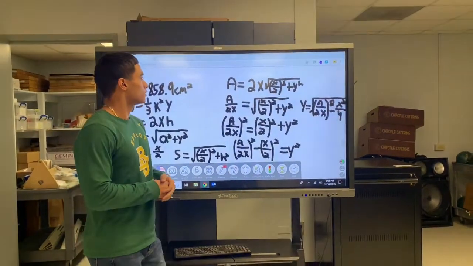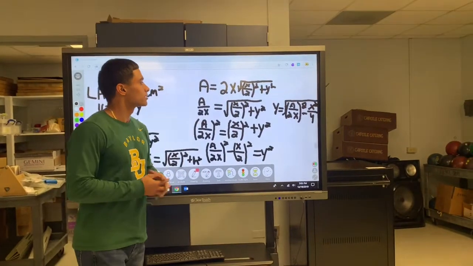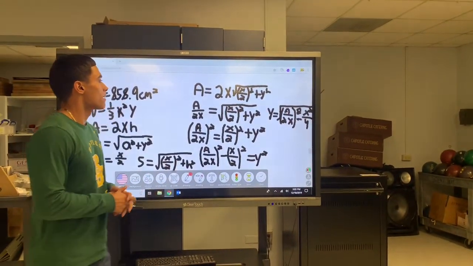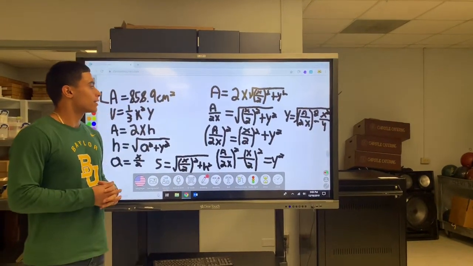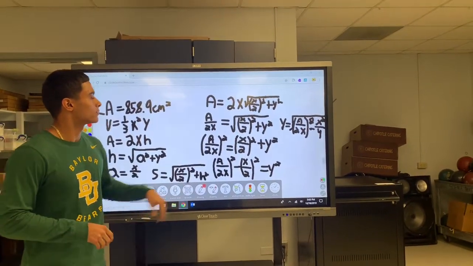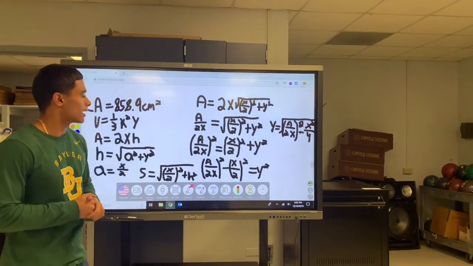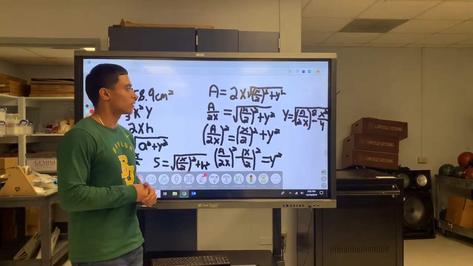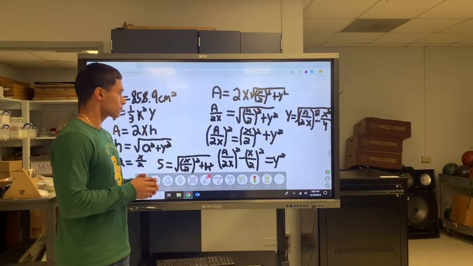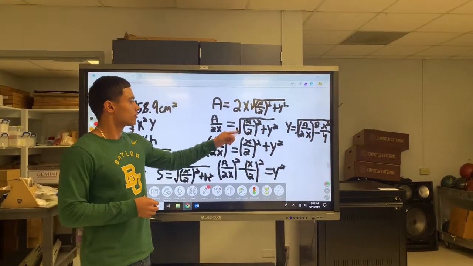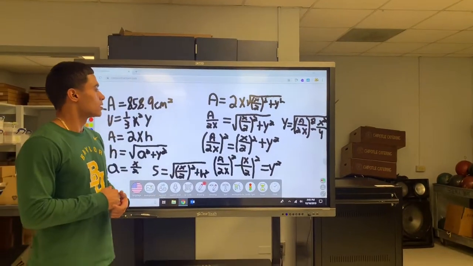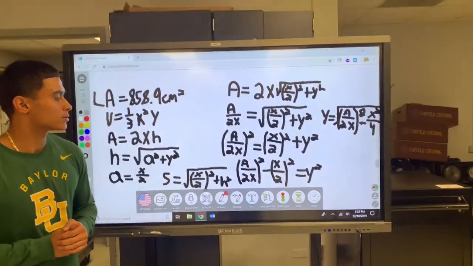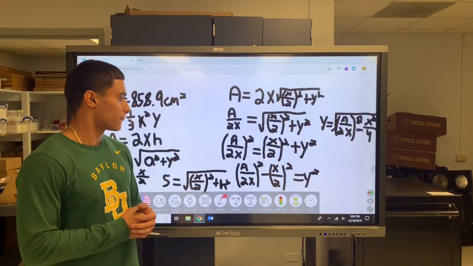So to do that, you say A equals 2x times the square root of (x over 2) squared plus y squared. Your goal is to isolate y. To do that, you divide by 2x on both sides, which gives you A over 2x equals the square root of (x over 2) squared plus y squared. Then you want to get rid of the radical, so you square both sides, which gives you (A over 2x) squared is equal to (x over 2) squared plus y squared.